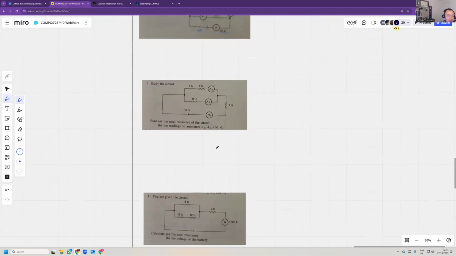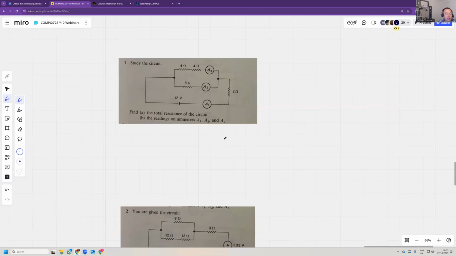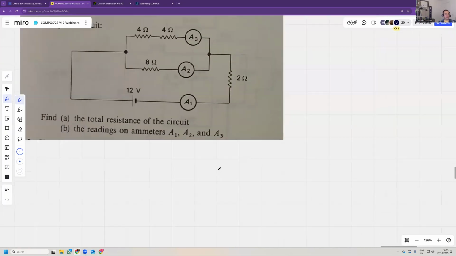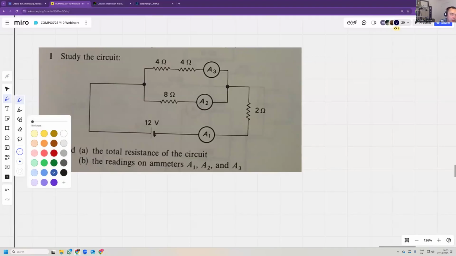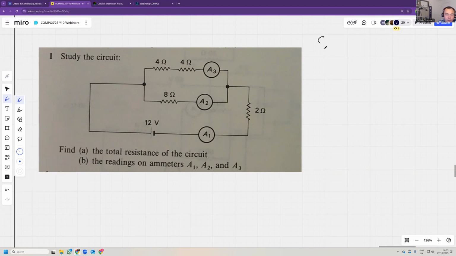So there's a few questions here. Study the circuit. Find the total resistance of the circuit. Find the readings on the ammeters. Well, basically these are all solve the circuit. So solve the circuit means to find all the currents and all the voltages. So solve the circuit.